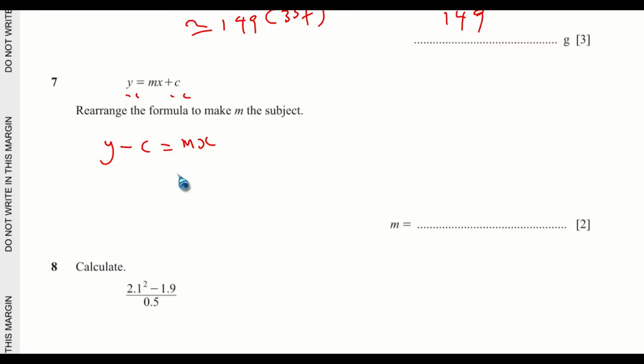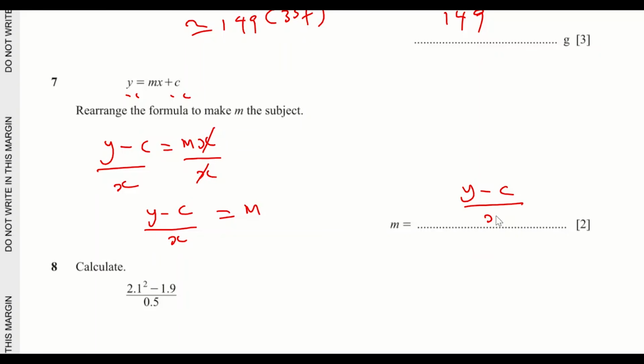So the next thing is to divide both sides by x because we really want m to stand alone. So divide both sides by x. So this will cancel this. So we have y minus c over x, which is equals to m. So our final answer is equal to y minus c over x.